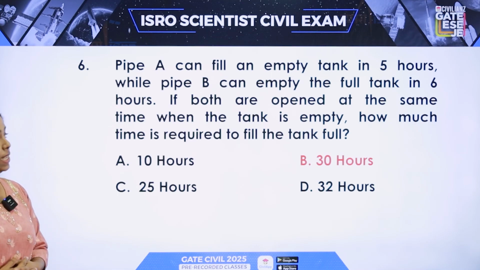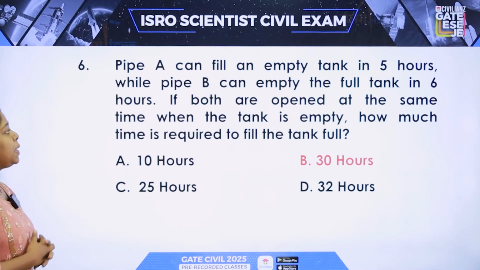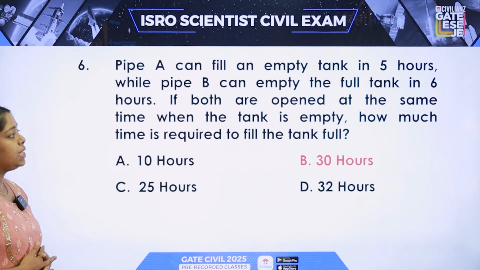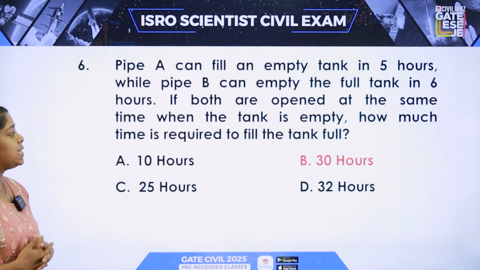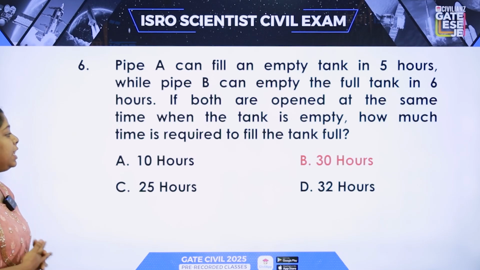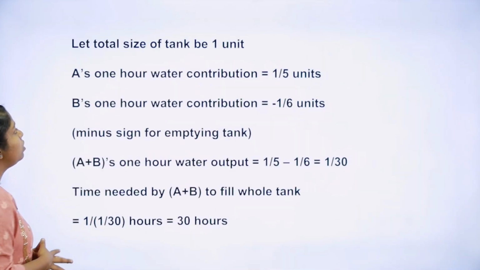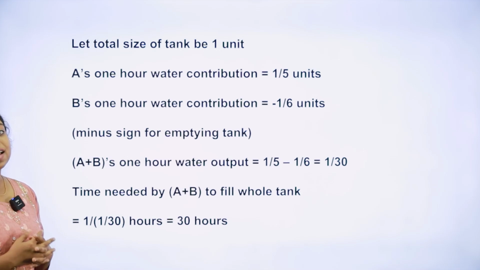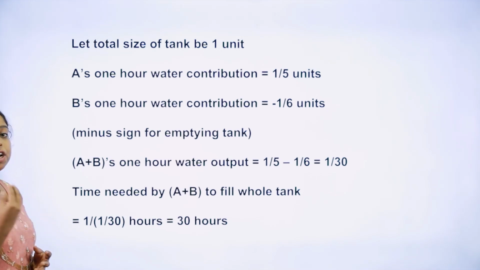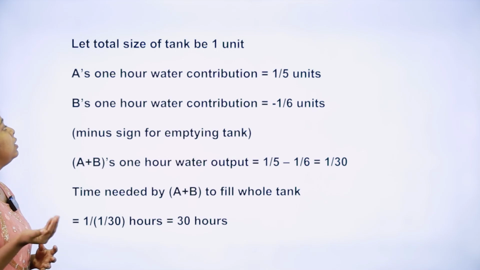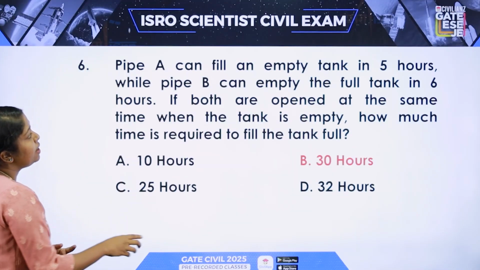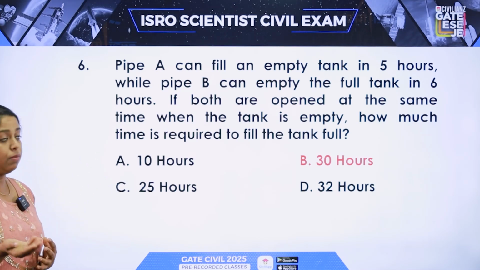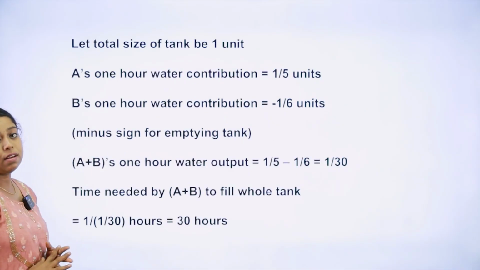Next is question number 6. Question number 6 is that pipe A can fill an empty tank in 5 hours, but pipe B can empty the full tank in 6 hours. If both the pipes are opened at the same time when the tank is empty, how much time is required to fill the tank full? For that, let's assume that the size of the tank is 1 unit, and the 1 hour contribution of pipe A is equal to 1 by 5 units, because it is given in the question that A can fill the tank in 5 hours. So the contribution in 1 hour is 1 by 5.